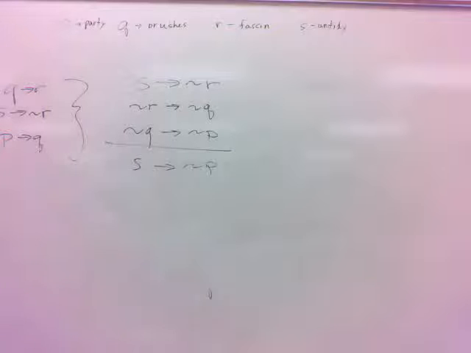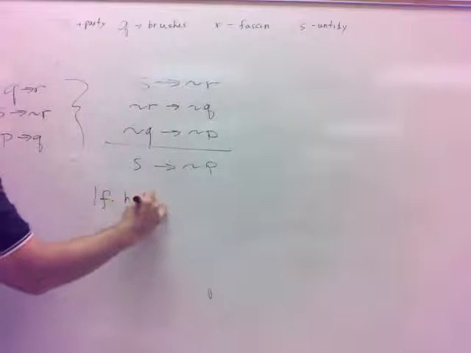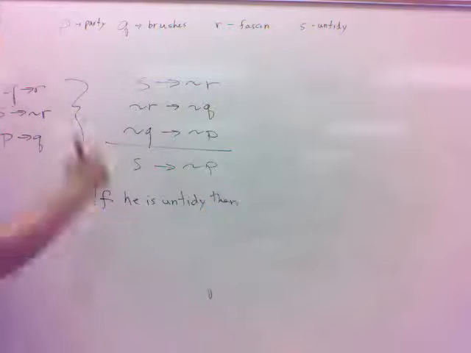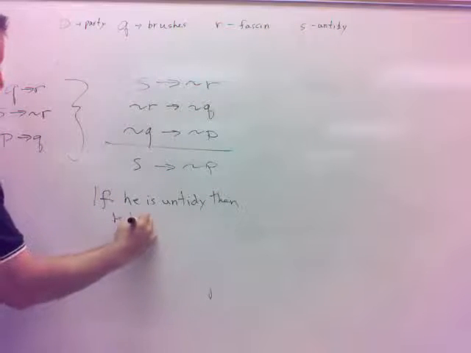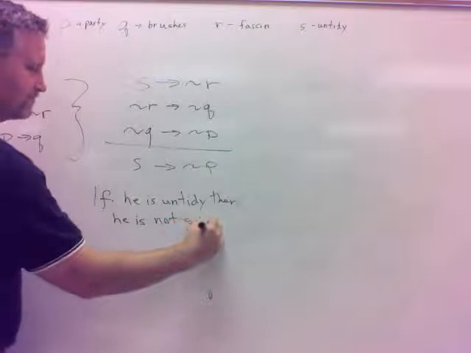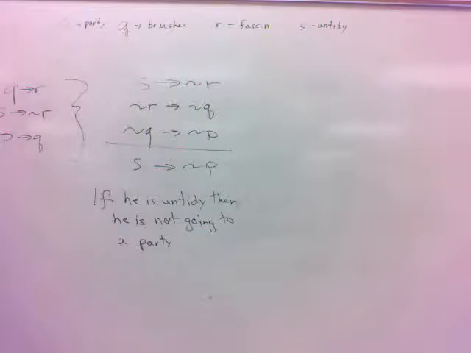But now we need to state that in our words, so what would that be in the words? If he is untidy, then he's not going to a party. P is he is going to a party, so not P is not going to a party. All right. Okay? All right. So that's our conclusion.